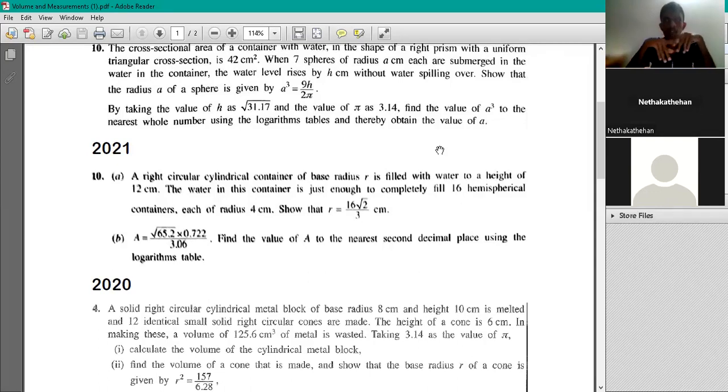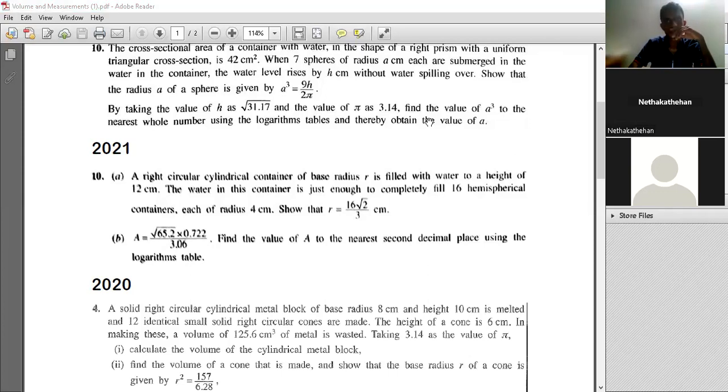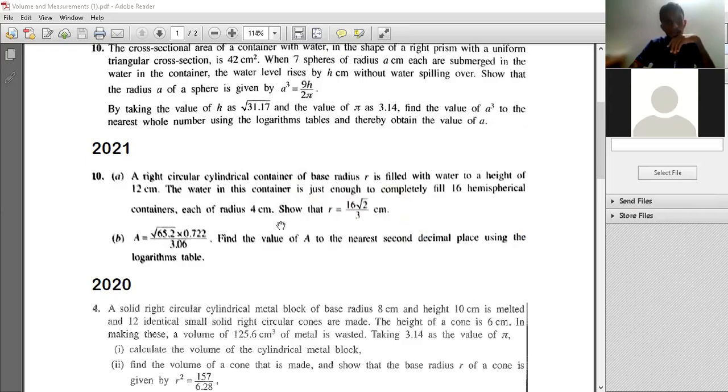So how can we solve that? Try for 1 minute. The right circular cylindrical container of base radius R is filled with water to a height of 12 centimeter. So shall we put this data in a diagram?